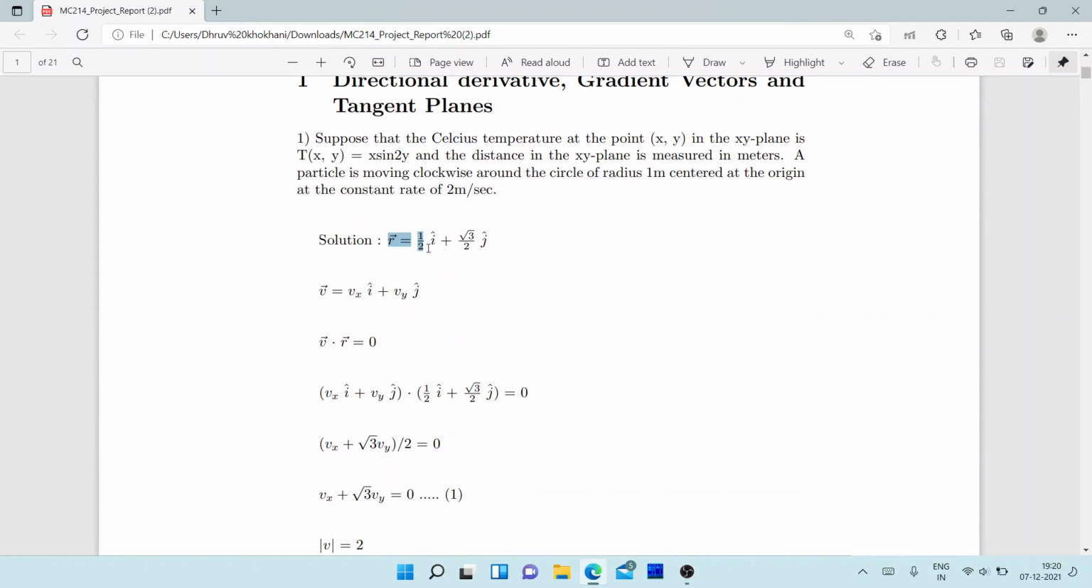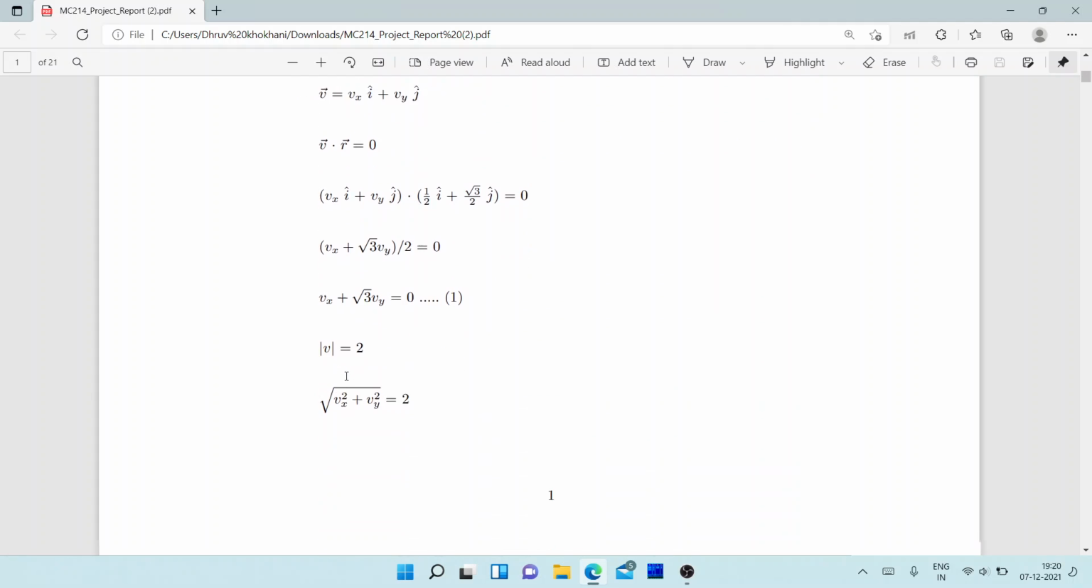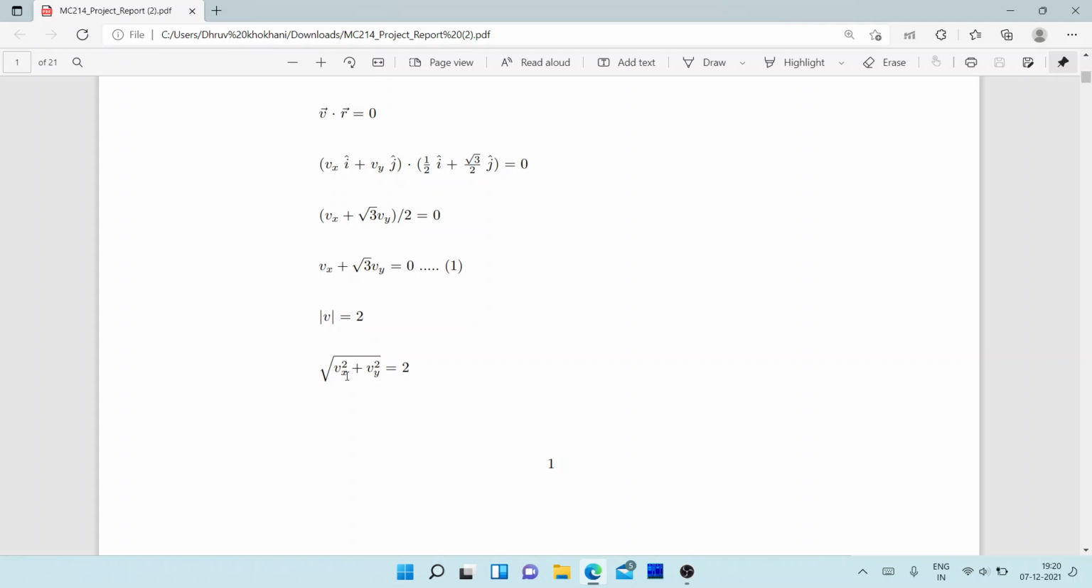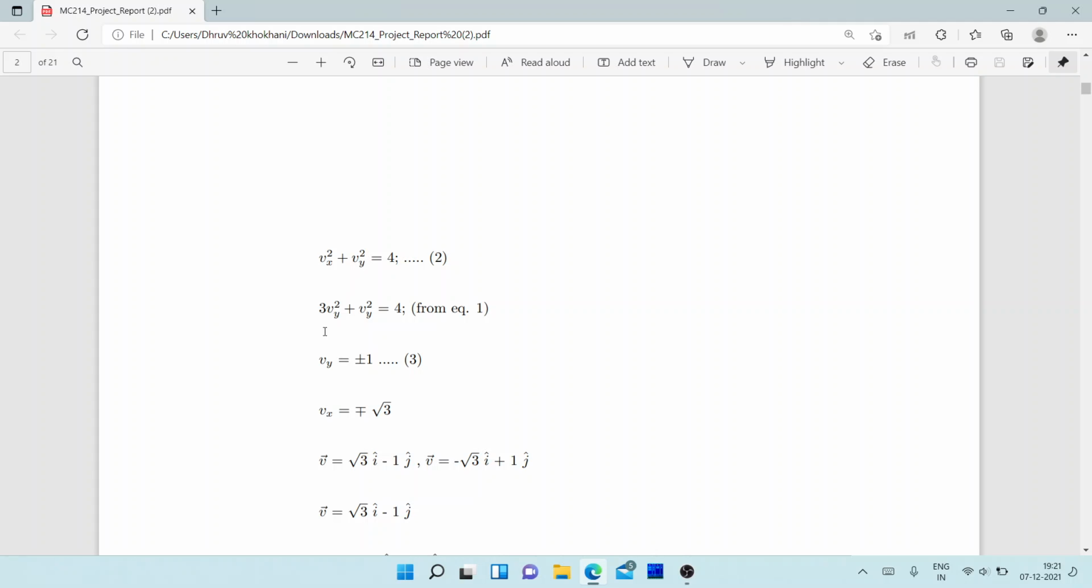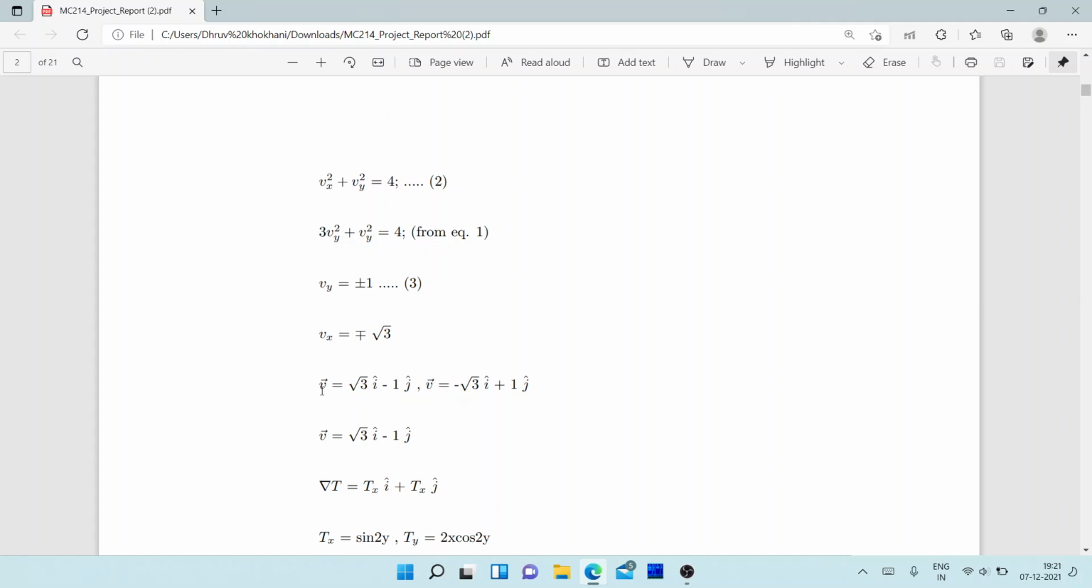So this is a vector representation of point P, and we assume that the x component of the velocity vector is Vx and the y component of the velocity vector is Vy. R and V are perpendicular to each other, so the dot product of V and R is equal to 0. By solving this equation, we get Vx plus root 3 Vy equal to 0, and the magnitude of the velocity vector is given as 2. Using that we get a second equation, and after solving these two equations we get the velocity vector as root 3 i minus j, and minus root 3 i plus j.